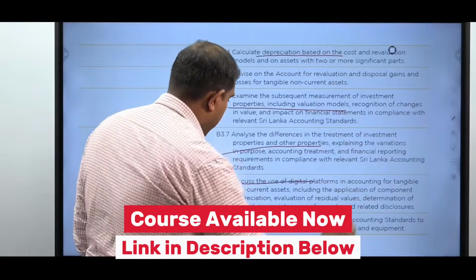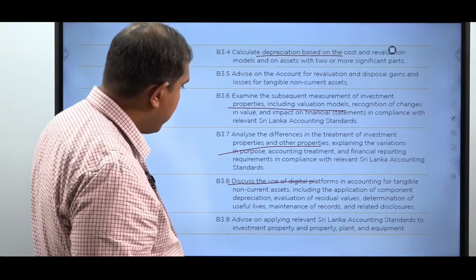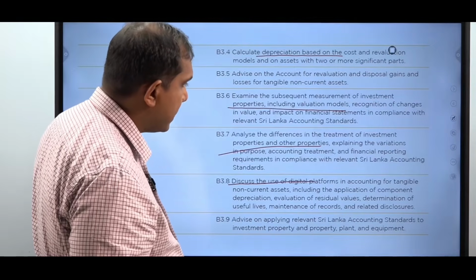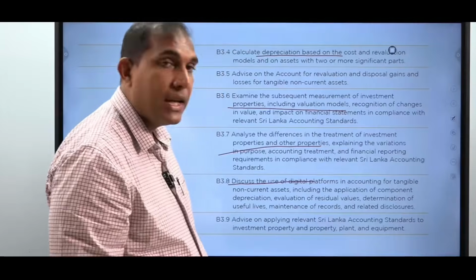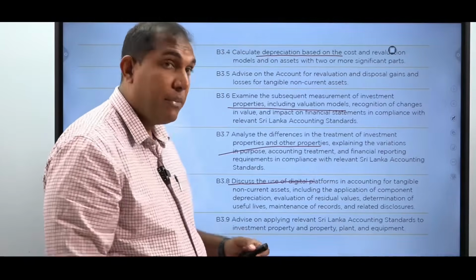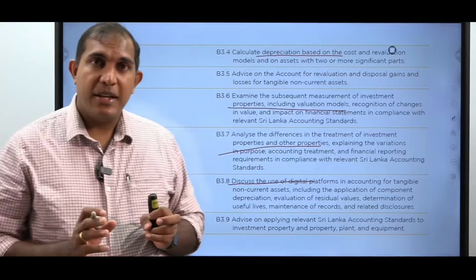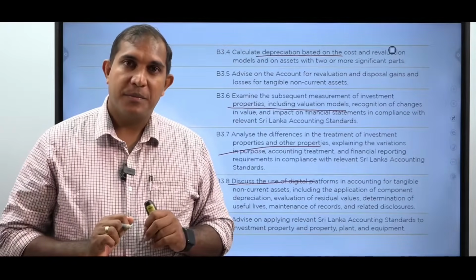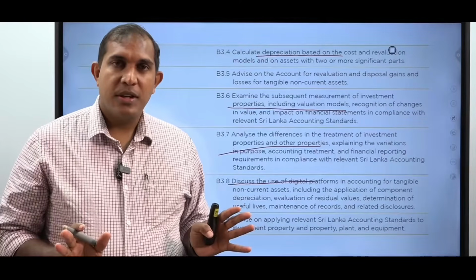Right. Then last one, advise on applying relevant accounting standards to investment property and property, plant and equipment. Application of the standards. So this is corporate level. Then business level is already done, finished.